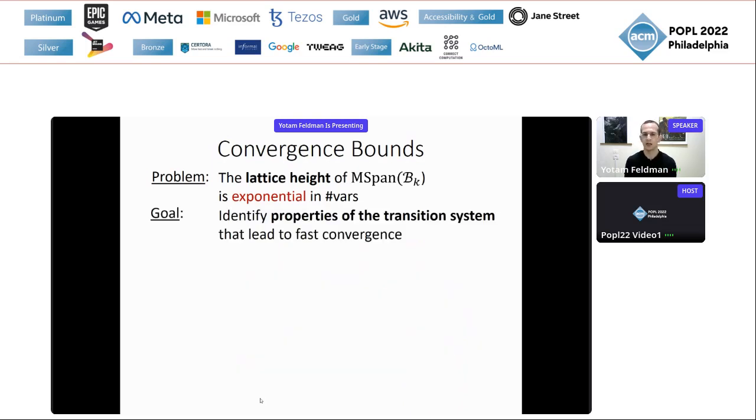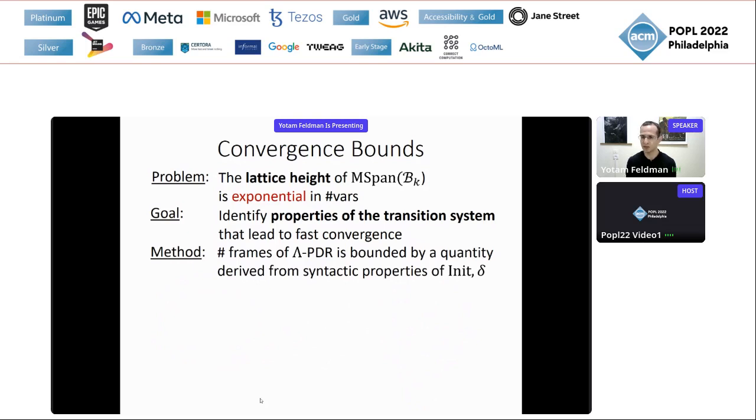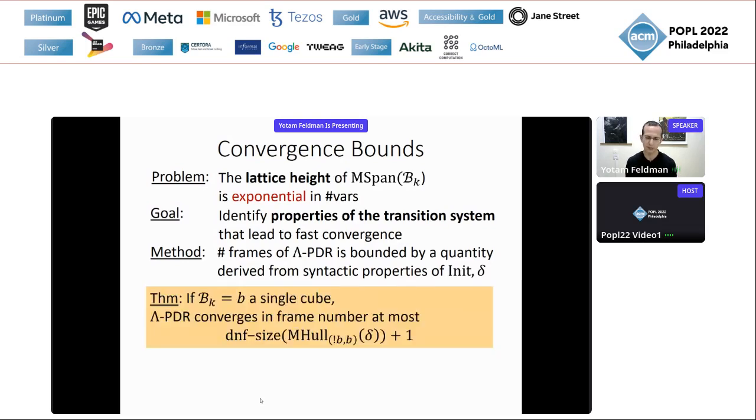So to do that, what we do is provide bounds on the number of frames that lambda PDR uses derived from properties of the specific transition system, from the set of initial states and from the transition relation. And for the case when BK can be expressed as a single cube, as a conjunction of variables and negations of variables, then we show this upper bound, which involves the DNF size of the monotone hull of the transition relation formula. So this quantity is best understood through an example.